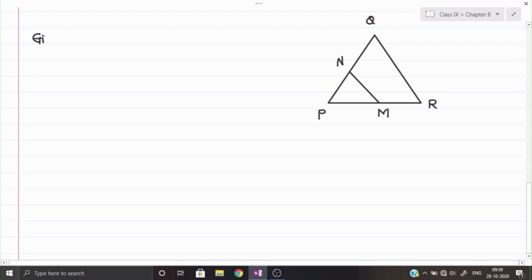Here the required things, or you can say the givens, are as follows. First of all, out of M and N, you require one midpoint. Either M should be a midpoint or N should be a midpoint. For example, if I say M is a midpoint of PR, then one given should be that M is a midpoint of PR. That is the one thing.